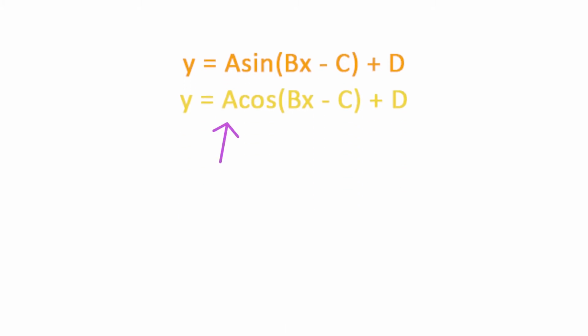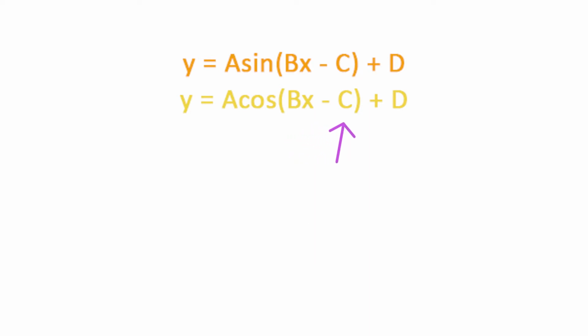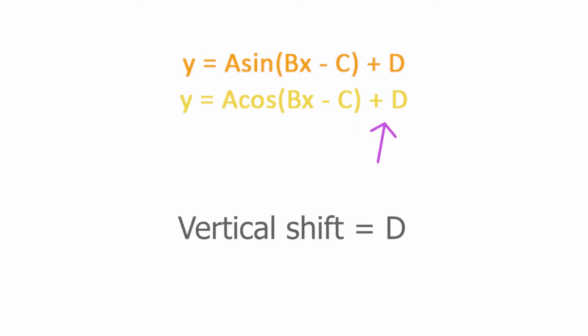A is how you find the amplitude. Your amplitude will be the absolute value of A. B is how you find the period. Your period will equal 2 pi divided by B. C is how you find the phase shift. Your phase shift will equal C divided by B. D is going to be your vertical shift.